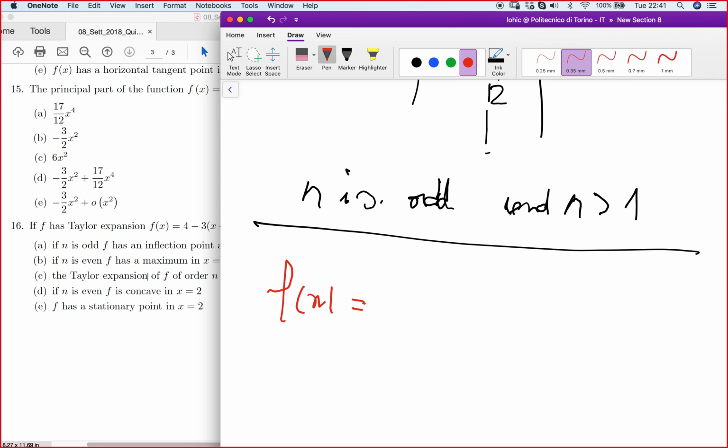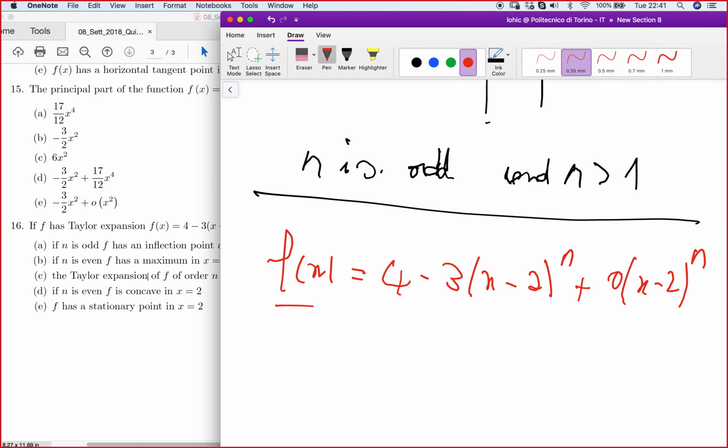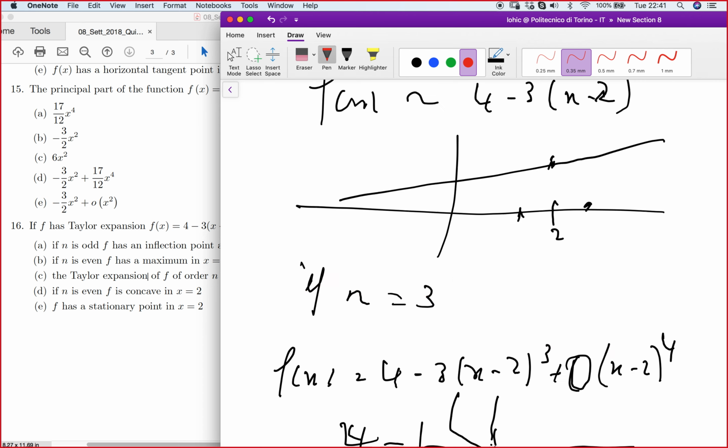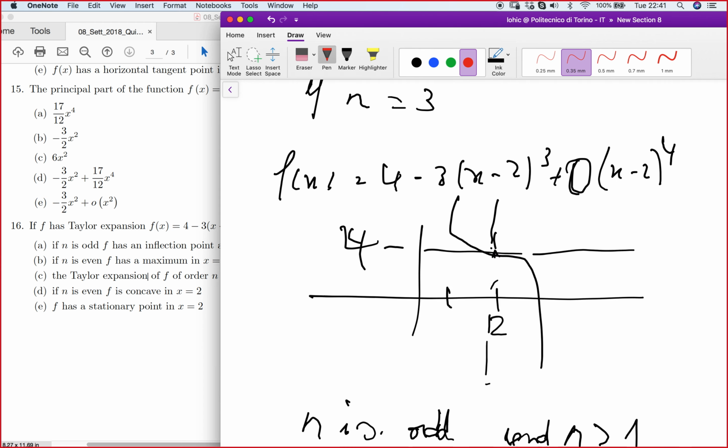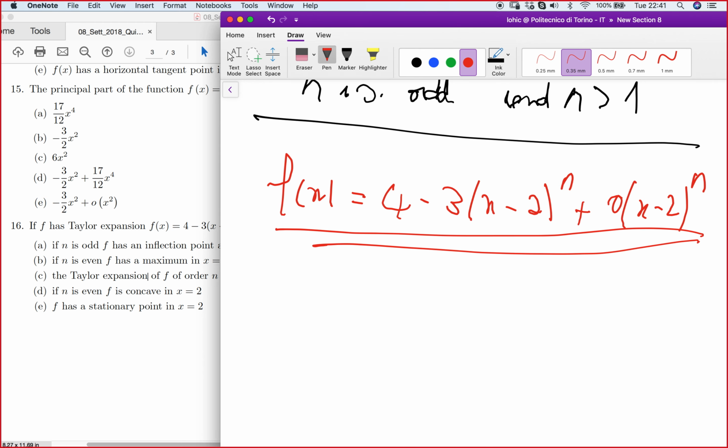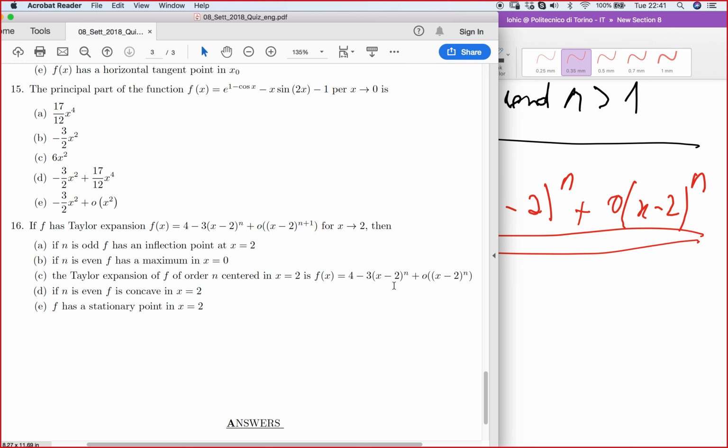So f of x will be equal to 4 minus 3 times (x minus 2) to the power n. These are all the stuff until order n, yes or not? But you write plus little o of (x minus 2) to the power n. This will be your Taylor expansion of order n, yes or not? This simply means that the derivative of order n plus 1 was 0, yes or not? So the Taylor expansion of order n, so C is correct because it's what it's saying.